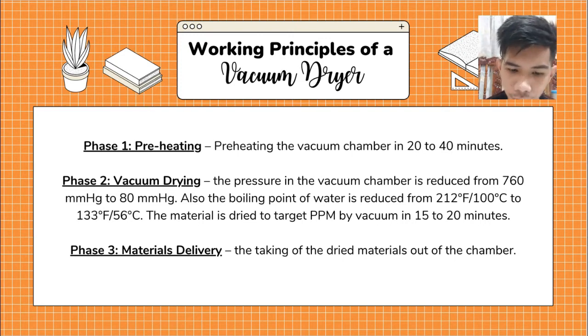Also, the boiling point of water is reduced from 212 degrees Fahrenheit or 100 Celsius to 113 degrees Fahrenheit or 56 degrees Celsius. The material is dried to target ppm by vacuum in 15 to 20 minutes. Phase 3: The materials delivery. The taking of dried materials out of the chamber.